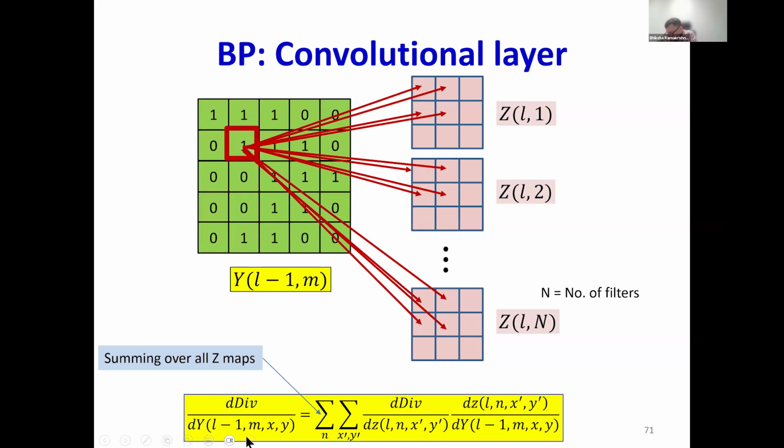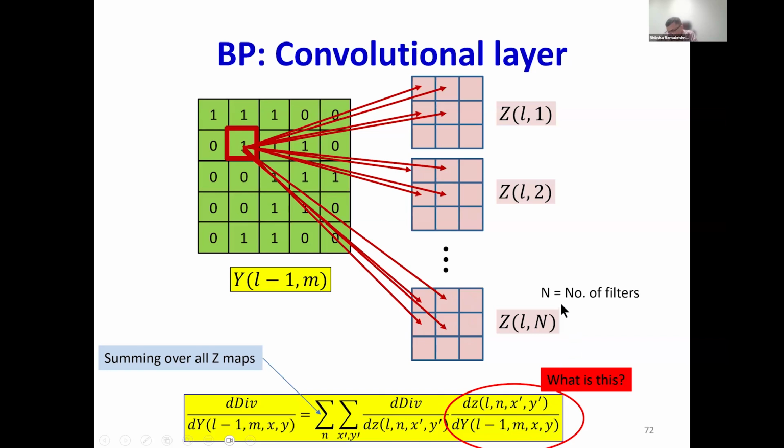So did this equation make sense? Yes or no? No. Okay. Of this, we already know this first term. We are assuming that during backpropagation, this has been computed. So the only term that remains to be computed is this second term.